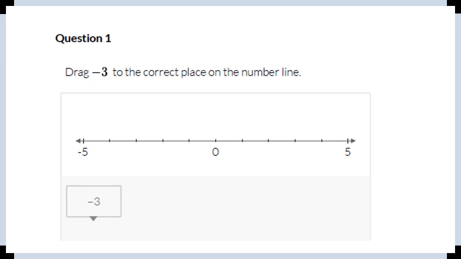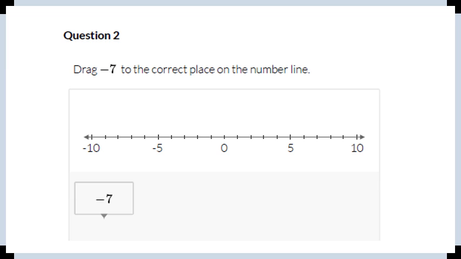Okay, so I'm going to use a highlighter. And if you start at 0, if I go to the negative side, it goes to the left. So I'm going to go -1, -2, -3. And I'll learn that -3 will be right there because you move 3 spots to the left.